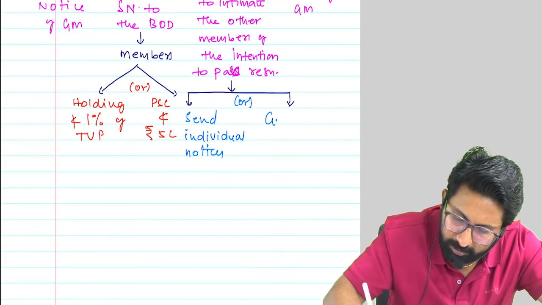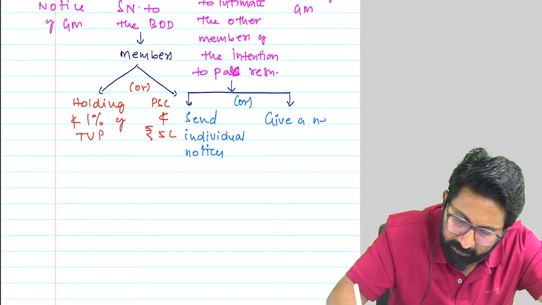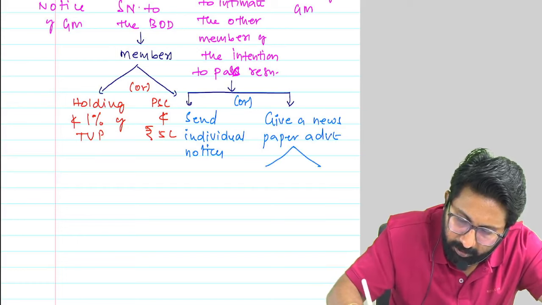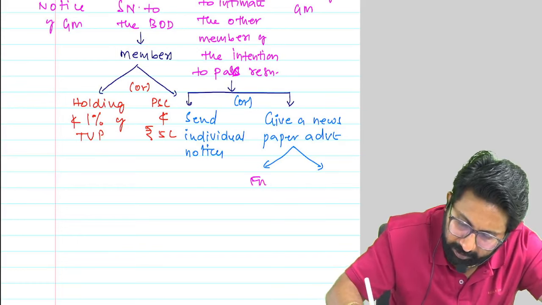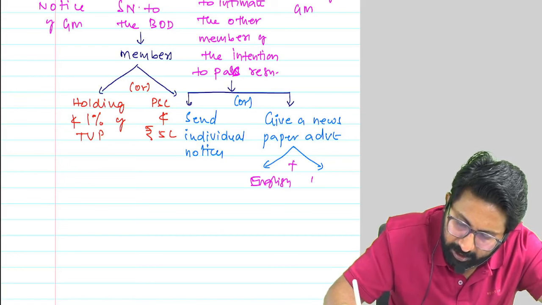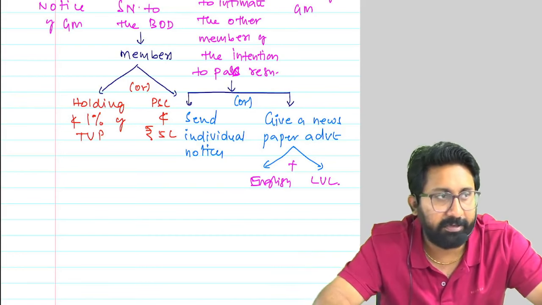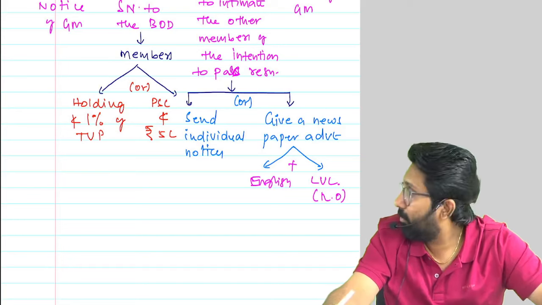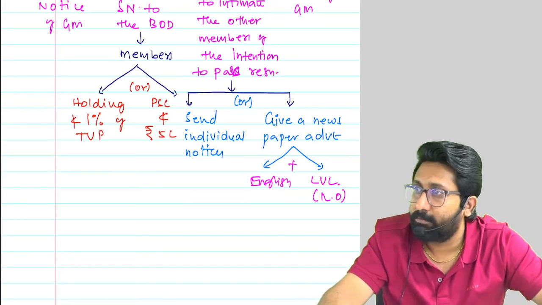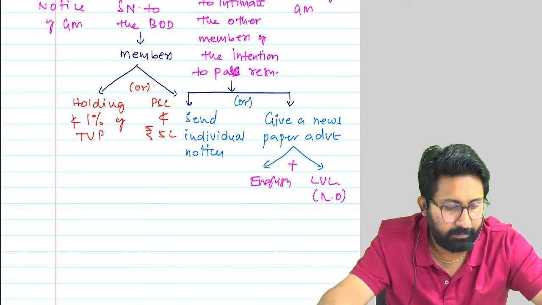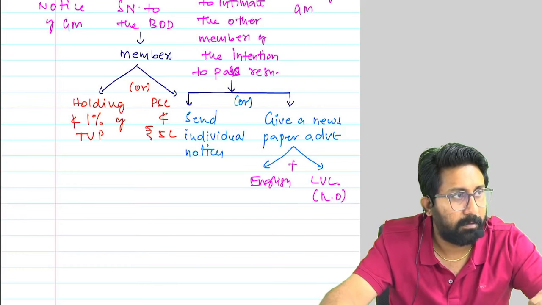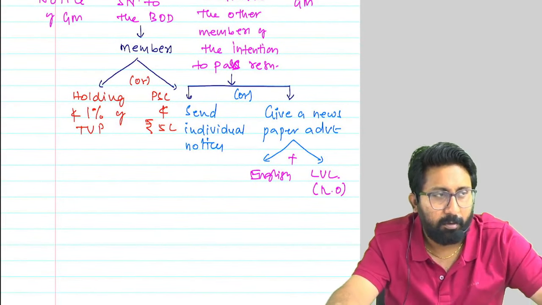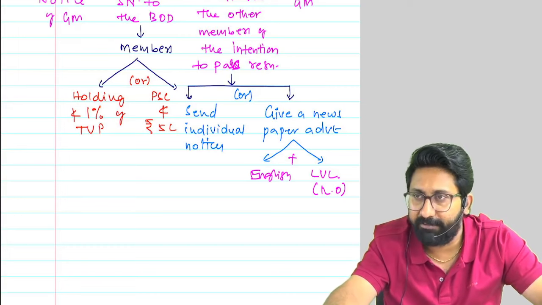give a newspaper advertisement, obviously in two languages, one in English and another in the local vernacular language, where the registered office is located, the local area. Give a newspaper advertisement, one in English and another in the local vernacular language.